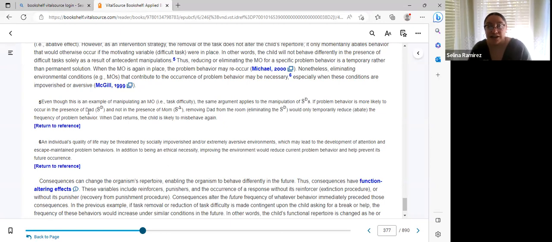Like, if you're just trying to get rid of the tantrum in that moment, get dad out of the room. Cool. We got rid of the tantrum because dad's gone. But what's going to happen in the future when they're at home? So temporary fixes are those antecedent manipulations. That's what it's telling us, that changing the SD or S delta is only going to be a temporary fix.